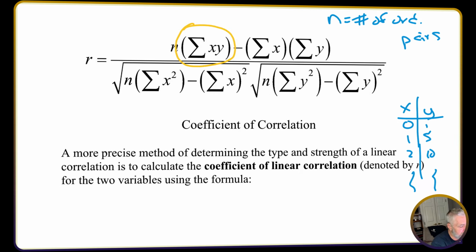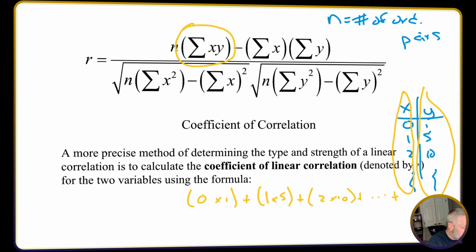if I'm looking at the summation of X, Y, then I'm looking at 0 times 1 plus 1 times 5 plus 2 times 10 plus... In this case, I don't have a terminating event. And you're just going to add all those up. That's the summation of the product of X and Y. The summation of the X's is just adding all of these up, multiplied by the summation of the Y's. So that's what this is and this is.